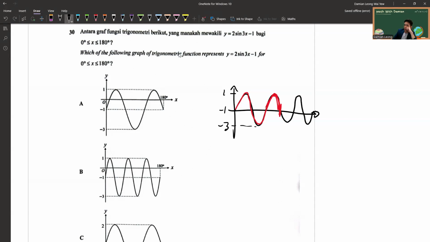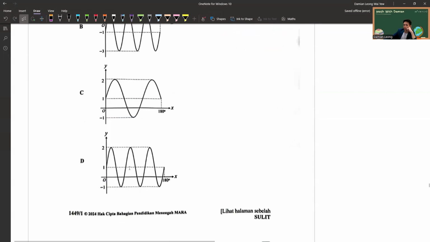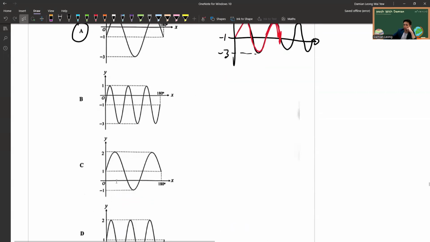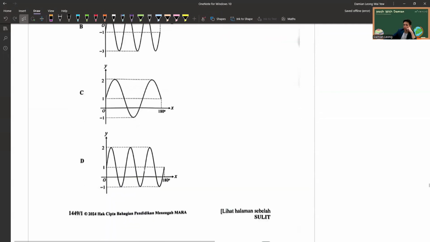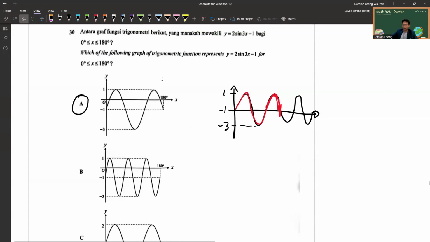Repeats until here. So yeah, answer should be A. Okay, the rest are different. You can see 1, -3, but this one repeats too many times. Yeah, this one 2, -1 would be wrong. Okay, the center should be -1 instead of 1. So yeah, that is question 30, answer A.